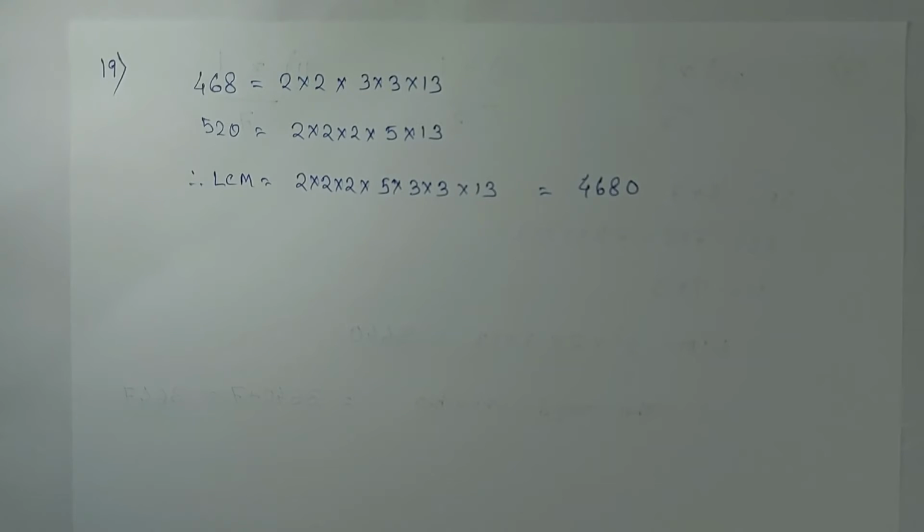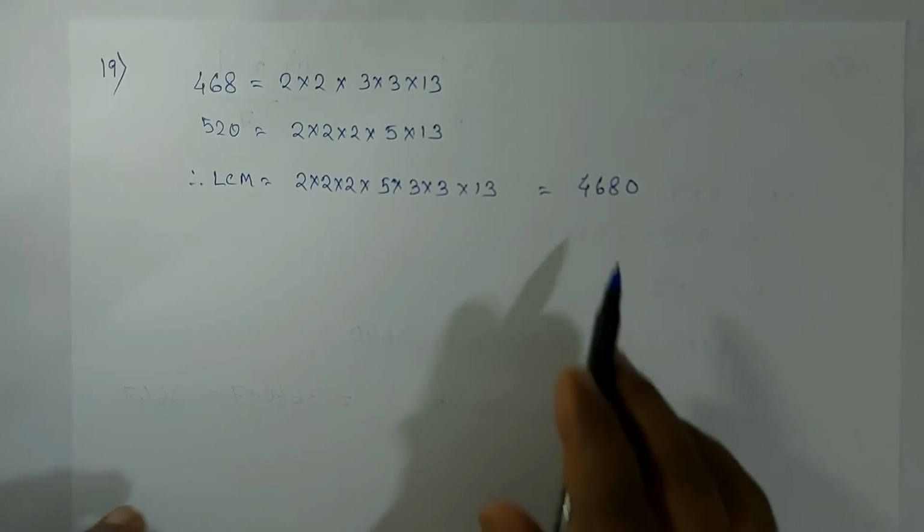Now read the question properly. The smallest number which when increased by 17 is exactly divisible by both the numbers. Increased by 17. So that means the required number will be less than this. Only then if we increase it by 17, we get this.